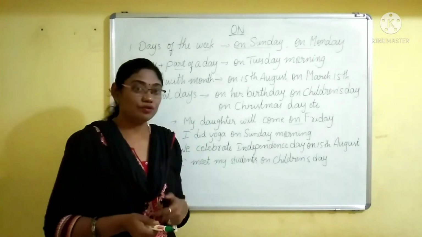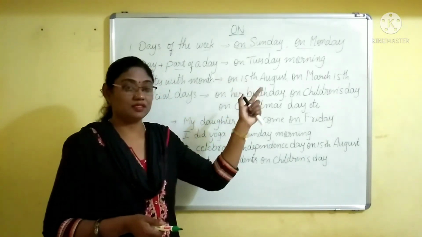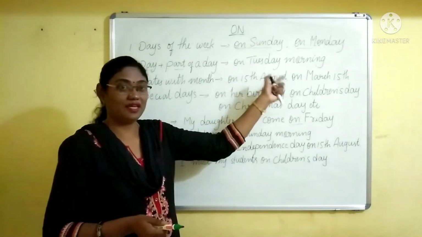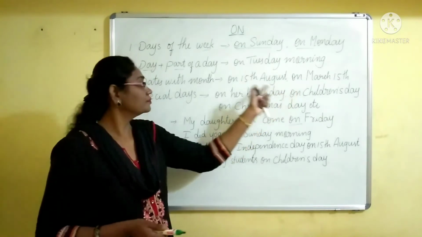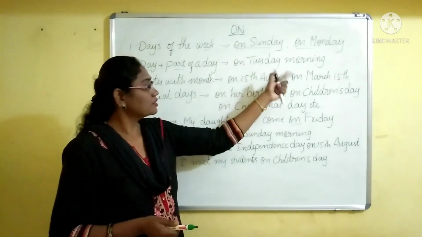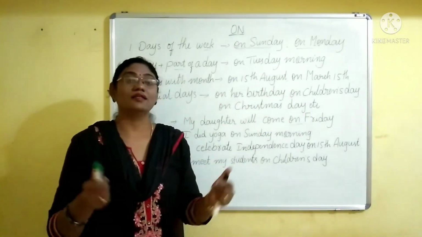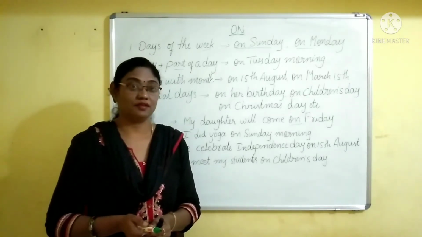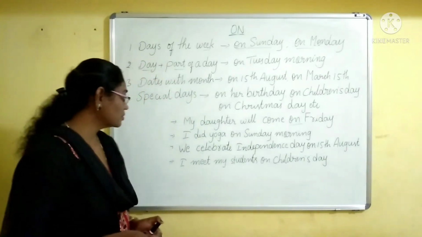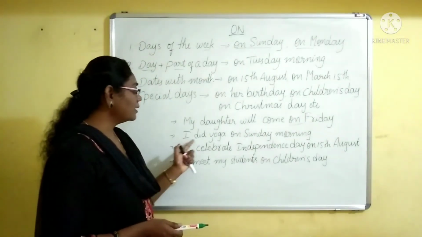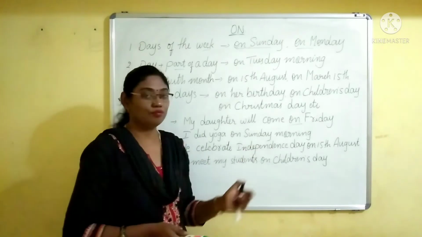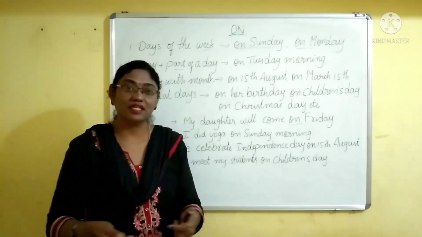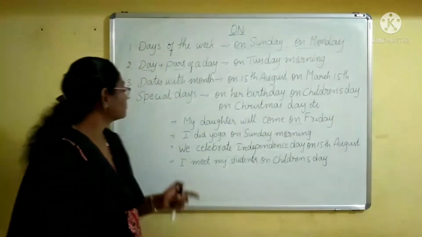But if you want to use the preposition on with this, we have to use it along with the day and part of the day. On Tuesday morning. On Sunday morning. On Saturday evening. In this way we can use it. Here is an example. I did yoga on Sunday morning. I didn't today. So in that sense we can use it.